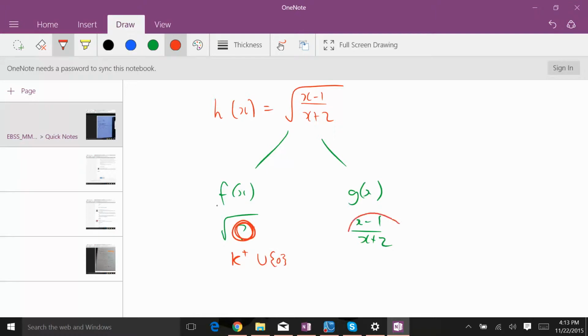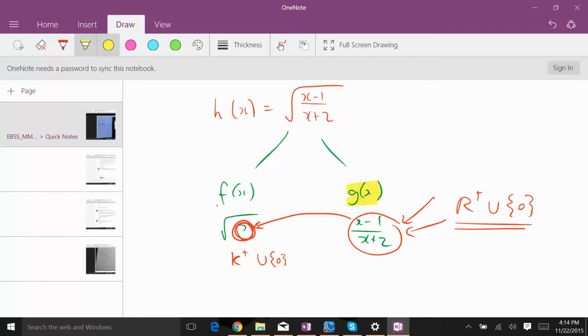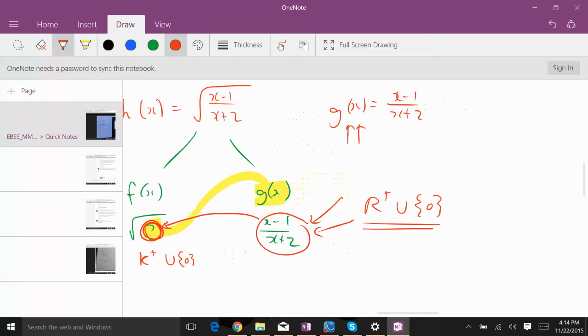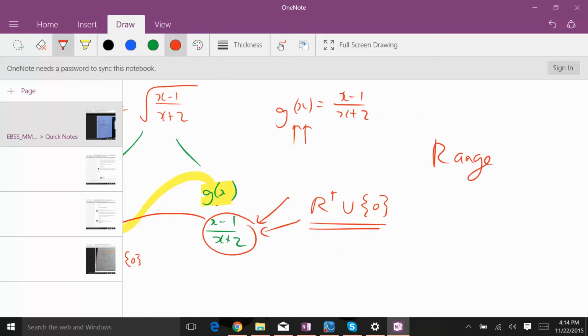Now this will be dictating what that is. So what I need is for this to also be R plus union 0. A lot of the time students make the mistake of thinking the domain of g of x needs to be this. No. You see, you're actually subbing g of x in here. Remember, g of x is actually equal to (x minus 1) over (x plus 2). So technically this is your y values. So you're actually wanting your range to be R plus union 0.